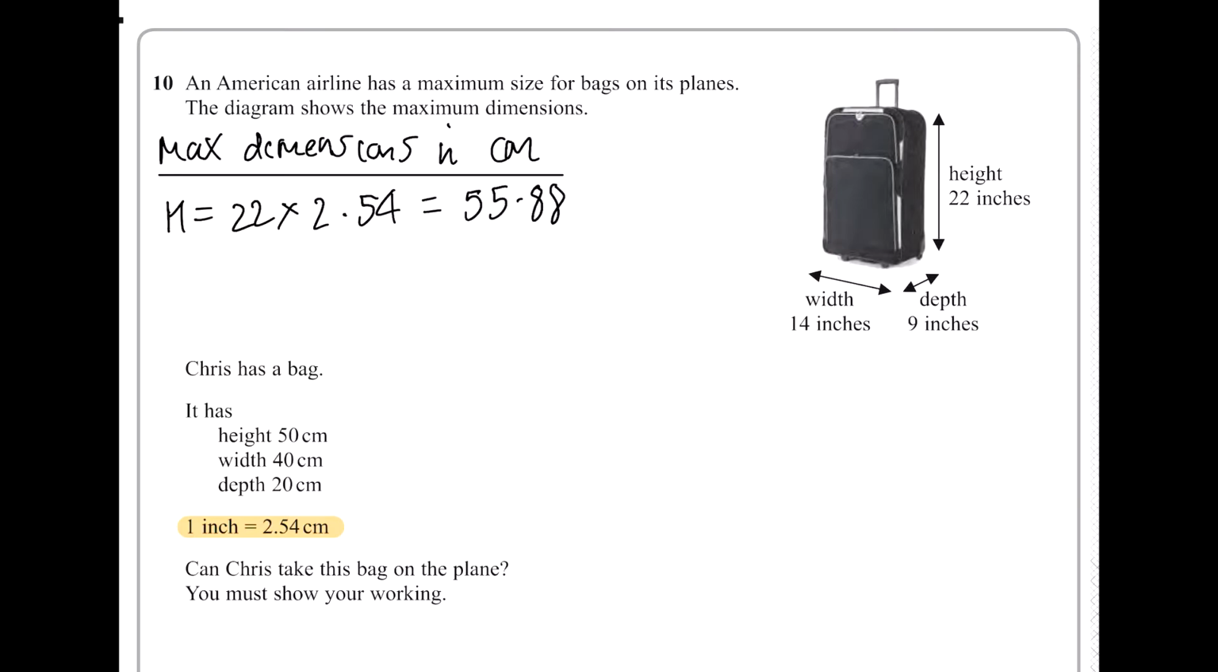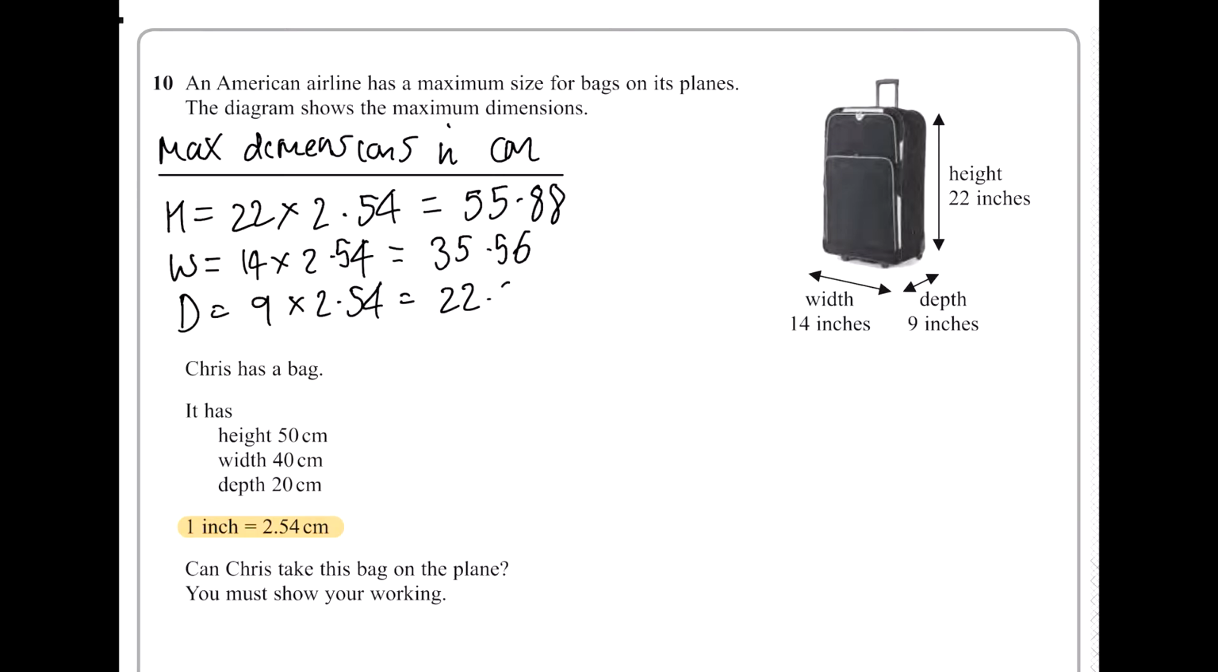If we do now the width, which is 14 times by 2.54, we do the same thing and see what we get. So 14 times this amount would give us 35.56, and the depth D would give us 9 times 2.54, and if we do that, we should get around 22.86. Now all of these are in centimeters.